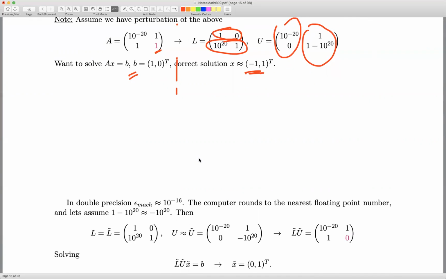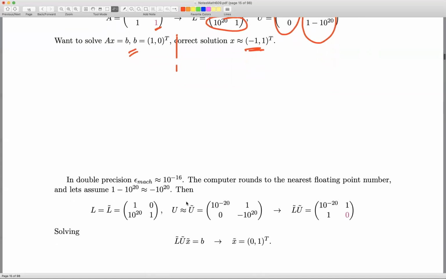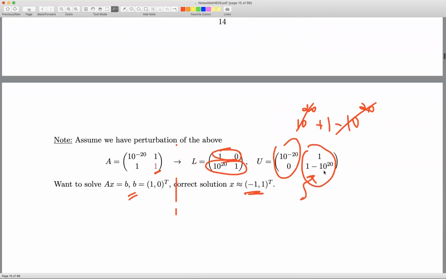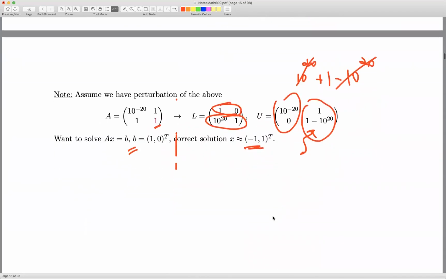In double precision, the machine epsilon is 10 to the negative 16. And we know that the computer rounds to the nearest floating point number. Let's assume that because of this rounding, 10 to the 20 will be a very big number, so the computer is not going to see the 1. Instead of 1 minus 10 to the power 20, which is this number here, the computer will just keep minus 10 to the power 20.